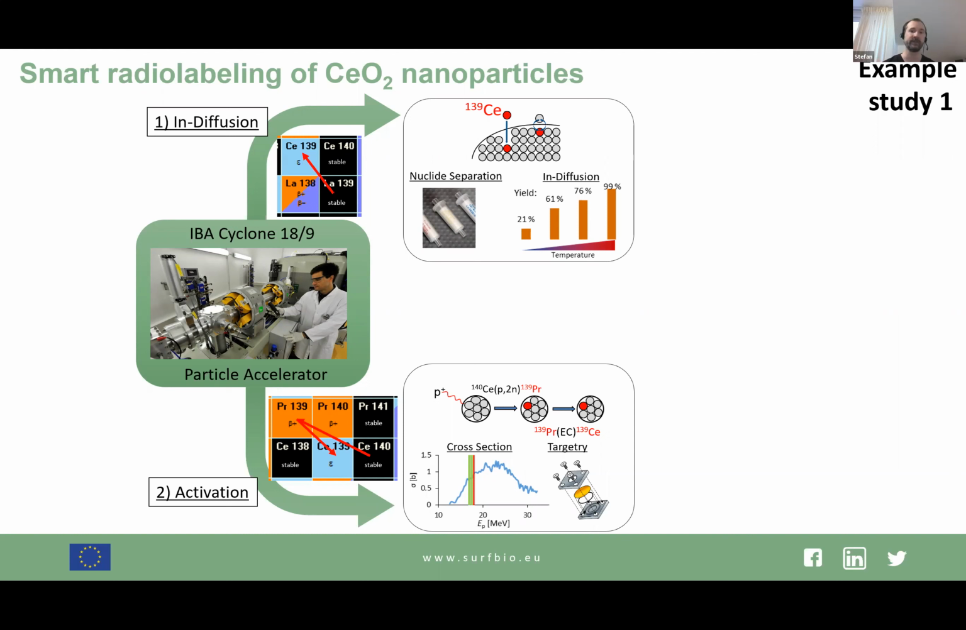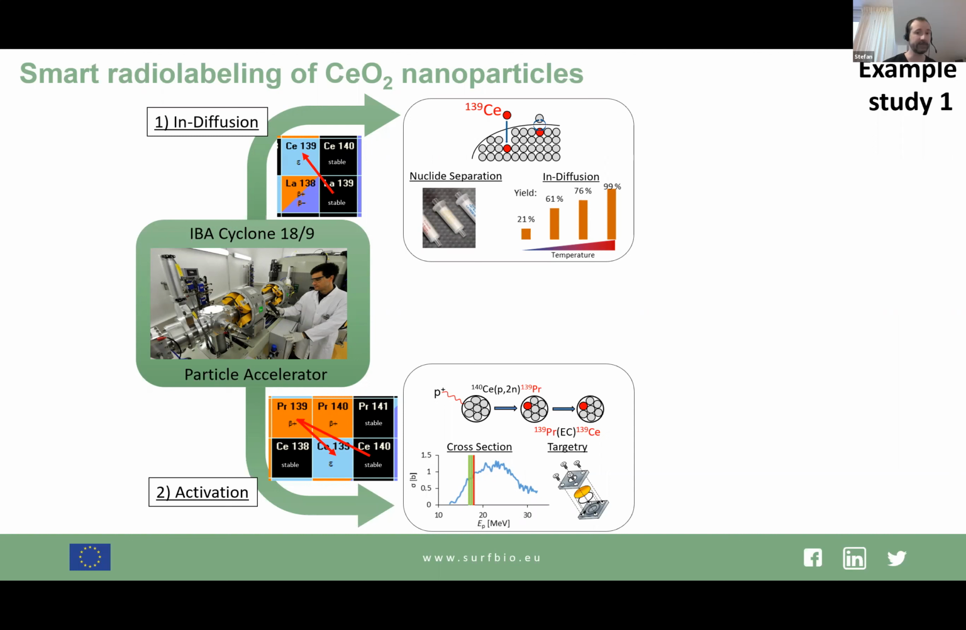And then we can do an in-diffusion labeling. Here you can see that with temperature, more and more radionuclides that we bring onto our particles will actually stick to the particles. These 99% were basically reached at 300 degrees Celsius.